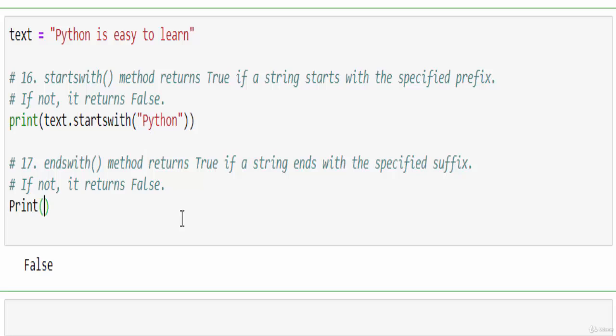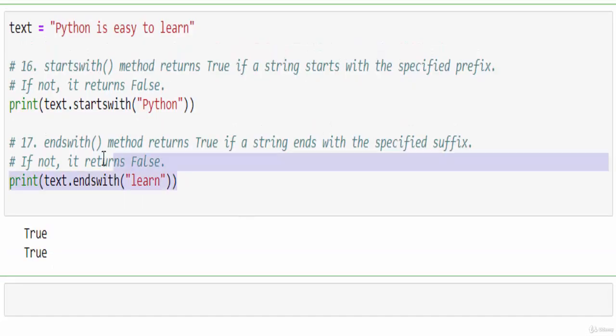Same way, print text dot endswith learn. Run it. You got the output. It starts with Python, so we got true. Then it ends with learn. Once again we got a true statement.